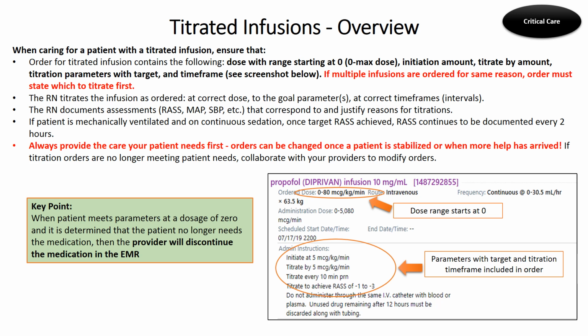So if you're going up on propofol, but your blood pressure is lower and your RASS is -3, that's not correct. Always provide the care your patient needs first, and orders can be changed once the patient stabilizes or when more help has arrived. You want to collaborate with your providers. So when the patient meets parameters at a dosage of 0 and it's determined that the patient no longer needs the medication, then the provider will discontinue the medication in the medical record.